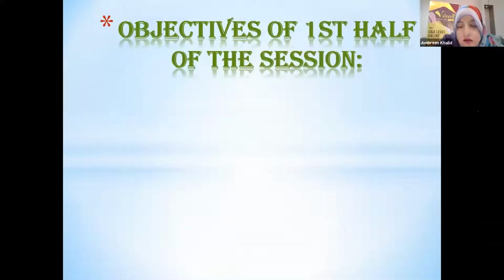Okay, let's discuss the objectives of the first half of the session. This entire workshop is being divided into 2 sessions, okay? In the first half, we'll talk about creative writing, and then in the second session, we'll talk about reading for meaning. That is your comprehension paper.